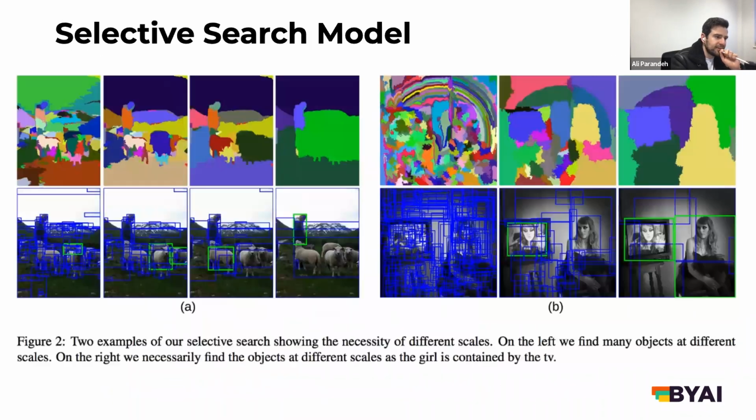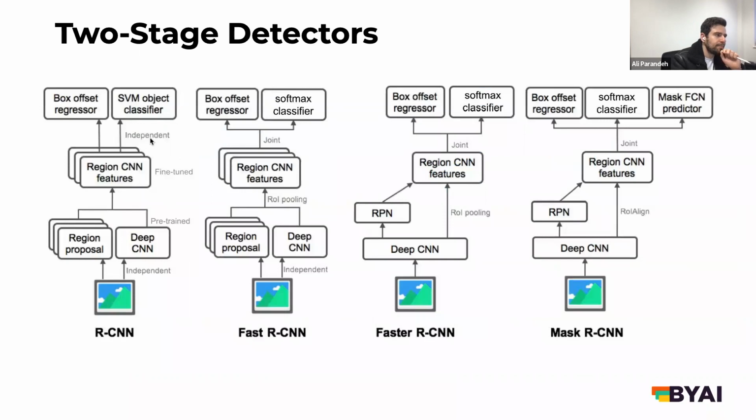So if you go back and look at the architectures here, the difference between the RCNN and fast RCNN is that in the RCNN, you pass the image through the deep CNN network, which is pre-trained, and then you combine them together and fine-tune the regional CNN features, and then pass that down to an SVM object classifier and a box offset regressor, right? So the SVM classifier detects the class of the object, the regressor detects the coordinates of the bounding box.